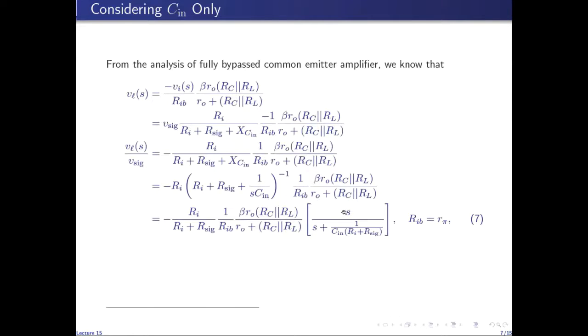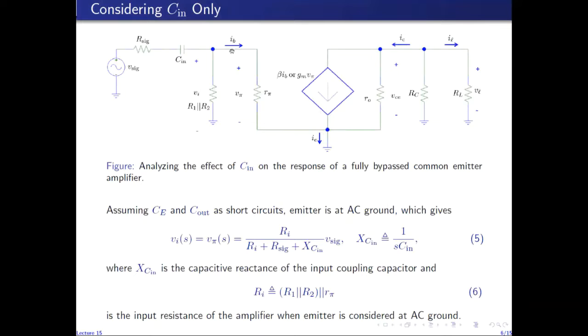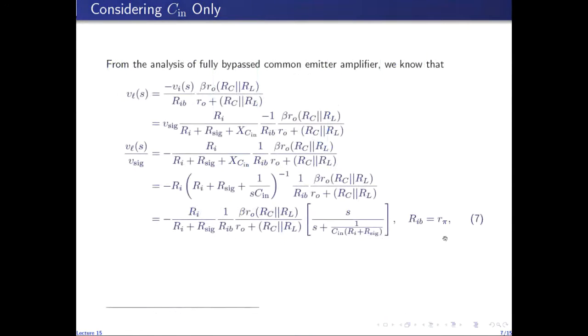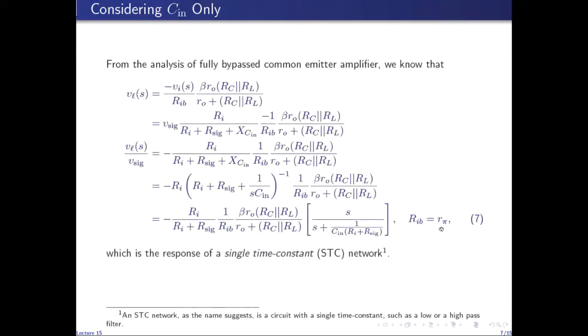in which RIB is the resistance seen looking into the base. The resistance seen looking between this terminal and this terminal into the base is given by R pi because of the AC ground at the emitter. So RIB is just R pi. We can see that this pre-factor is independent of the frequency, and in terms of the frequency it is a constant, whereas this represents the response of a single time constant network.